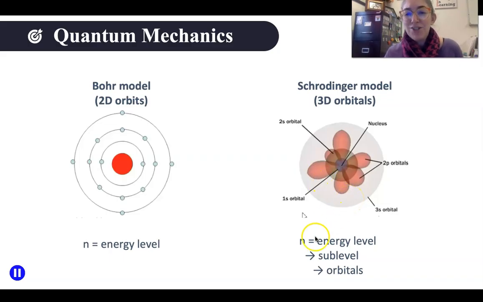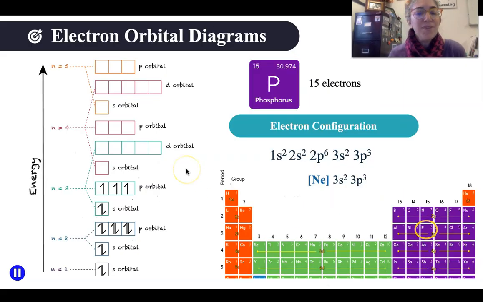And each of those energy levels is actually divided up into different sublevels. The larger the energy level, the more sublevels it has. And those sublevels are divided up into orbitals. So you can think of the energy level as the floor of the building, the sublevel as the apartment unit, and the orbitals as the number of rooms. So these are another way to visualize these different energy levels and orbitals.